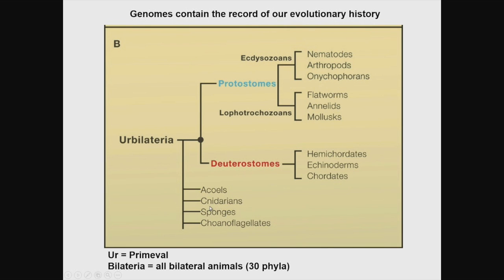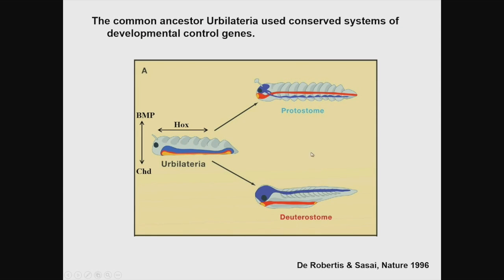The genomes contain the record of our evolutionary history. And in fact, we know from our work that for the dorsoventral system, there is a conserved system of chordin and BMP that regulates the differentiation of dorsoventral tissues. For the anteroposterior, there is a set of transcription factors called the Hox genes that control the development of these animals. In all the protostomes and the deuterostomes, this would be a chordate and this would be an invertebrate. So these are very ancient genetic systems.